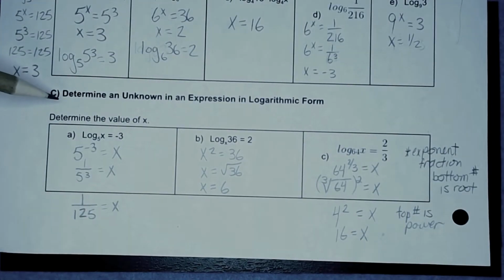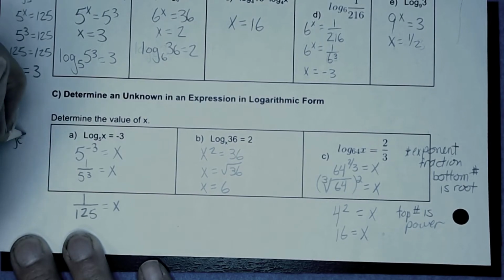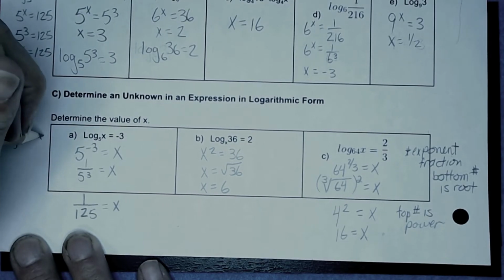In part C, determine an unknown in an expression in log form. Now the x is moving around, so we're just solving for an unknown value, replacing it with x. Just keep in mind those basic terms about this is log c x equals y.